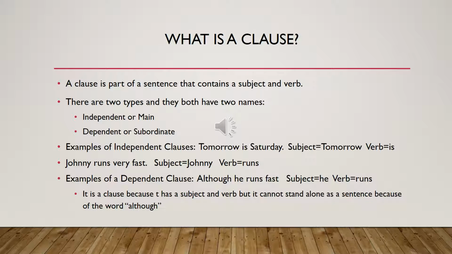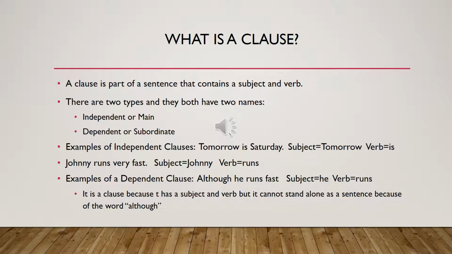What is a clause? So a clause is a part of a sentence that contains a subject and verb. That's the thing about a clause. It has a subject and a verb in it. There are two types, and they both have two names. The main clause in a sentence is the independent clause. And the other type of clause is a dependent or subordinate clause.